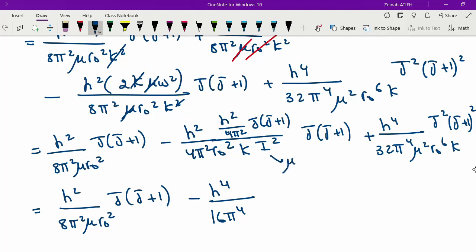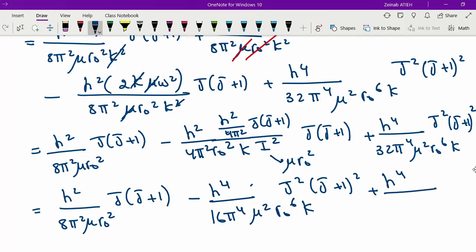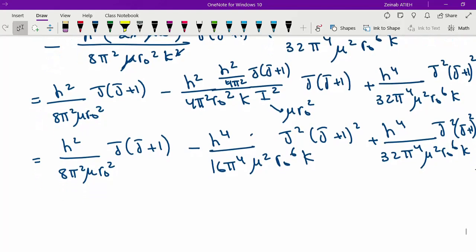I will be mu r0². So this is I. We will get mu squared r0⁶, because we have r0 to the power 4 with r0 squared k, and up we will get j squared (j plus 1) squared. So plus h to the power 4 over 32 by 4 mu squared r0⁶ k j squared (j plus 1) all of it squared. You can see that the second and the third term are similar, except that one has 1 over 32, the other minus 1 over 16.